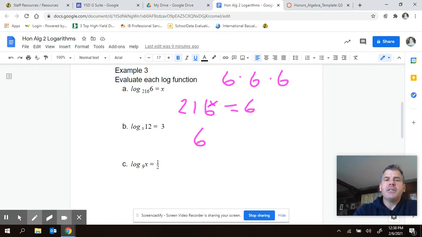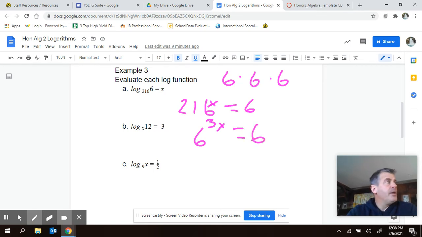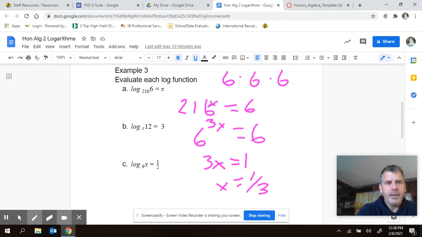That means that 216 to the x can be rewritten as 6 to the 3 times x equal to 6. And then in our previous chapter, we saw that if your bases are the same, you could set the exponents equal to one another, finding out then that x is going to be equal to, in this case, 1/3. So what does this mean? It means that x is 1/3, so log base 216 of 6 would be the same as 1/3.